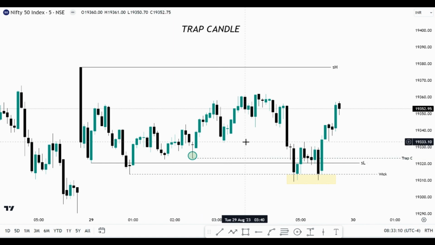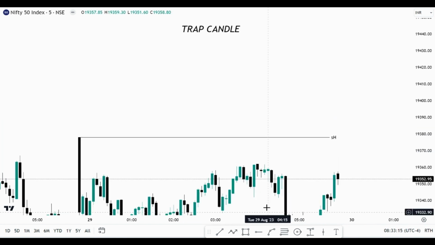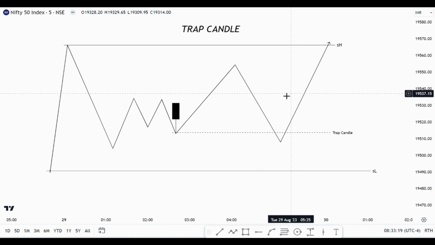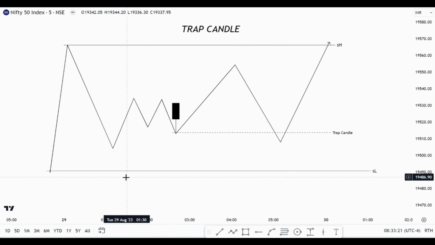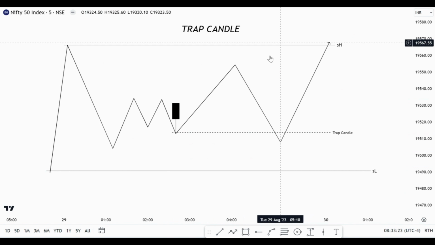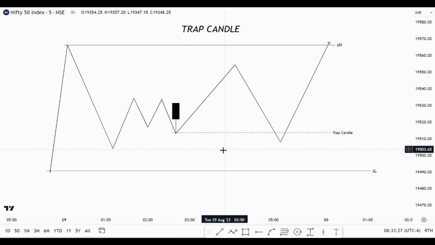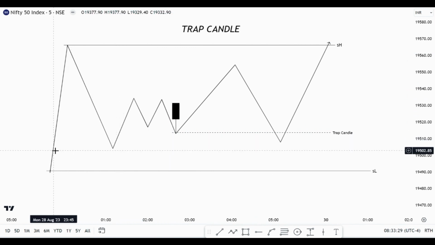Before we see where to enter, let's understand what a trap candle is first. Okay, so as I told you earlier, this is not the candle which is happening below the swing low or above the swing high. It is actually happening in between the swing high and swing low. Once we mark a visible reversal zone or a swing high and swing low, we come to the conclusion of which direction we want to take a trade.